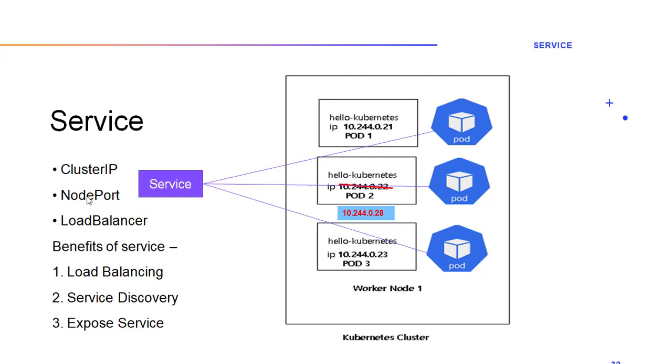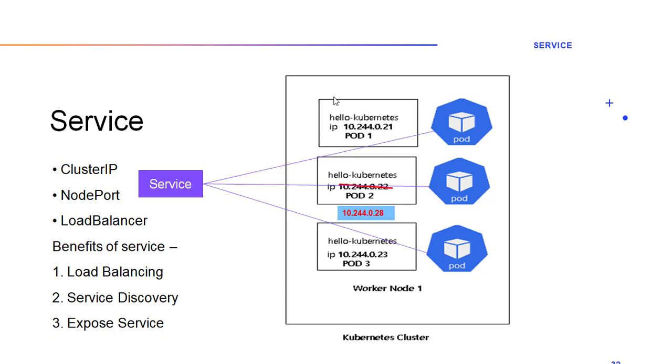Then I can go for node port. So suppose my worker node is deployed on EC2. Whoever has access to the EC2 network can access this service as well. And the third one is load balancer. Suppose I want to deploy my service publicly and anyone on the internet wants to access my service, then my service type should be load balancer, and then the person who wants to access my service can access it.